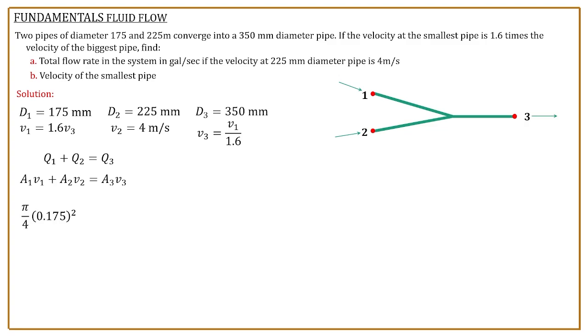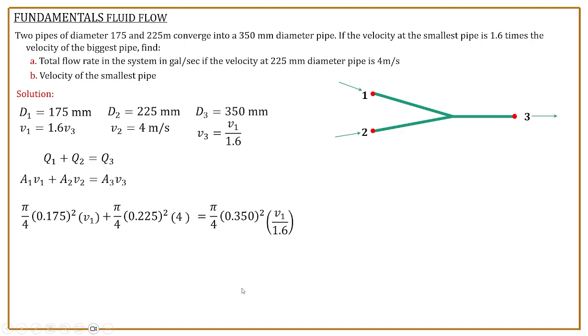So, that is area 1, pi over 4 times 0.175 squared times yung V1 natin. Sabihin na natin siyang V1. Mamaya malalaman natin kung bakit natin gagawin siyang V1 na lang. Plus, area 2, we have pi over 4 times 0.225 squared times yung ating V2, that is 4. Equal yan sa pi over 4 times 0.35 squared times yung ating V3 na V1 over 1.6.